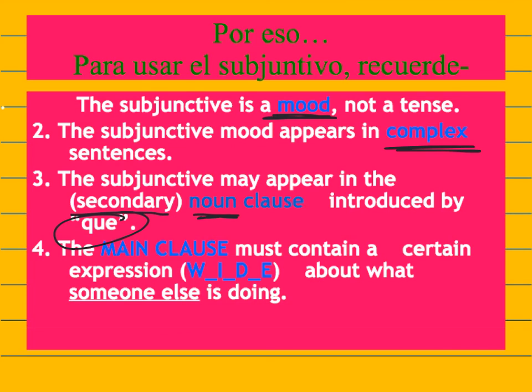And finally, the main clause, the main part of your sentence, has to have a WEIRDO expression, wishing or wanting, impersonal expression, doubt, disbelief, denial, or emotion, about what someone else is doing. And this is the piece that would have the subjunctive. It's the second part of your sentence.